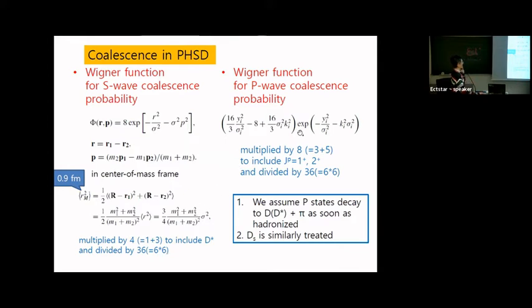And this is the P wave Wigner function. We multiply it by (3+5) to include 1 plus state and 2 plus state, and divide by 36 again. We assume this P state decays to D or D star plus pion as soon as they are hadronized. And the Ds or Ds star are similarly treated in our simulation.